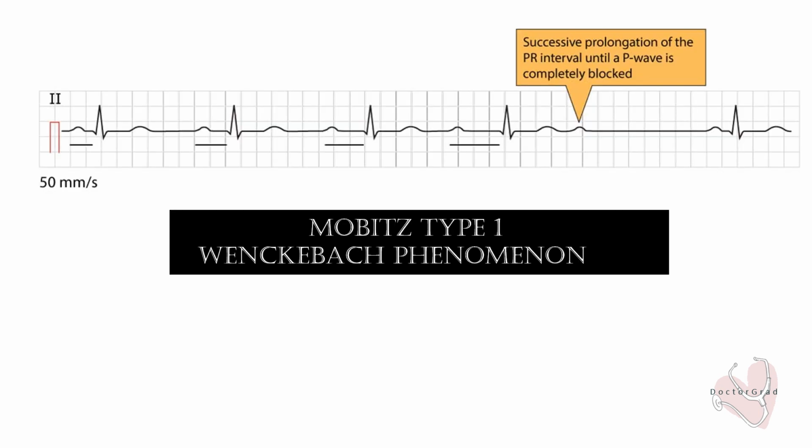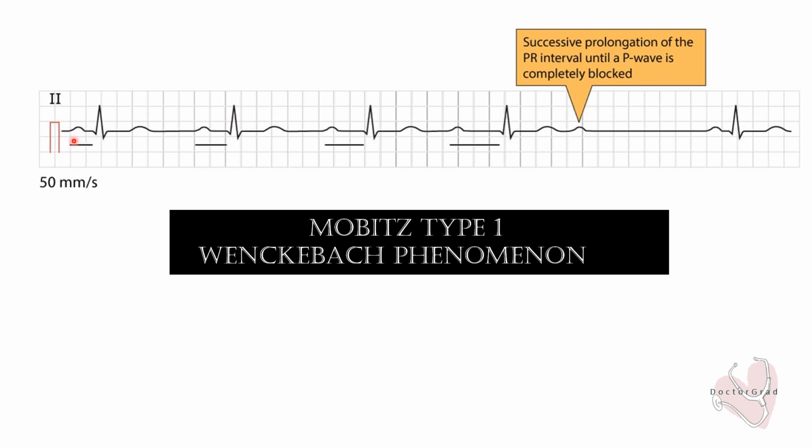So this is Mobitz type 1, otherwise called Wenckebach phenomenon. This is the ECG picture showing the same. Here we've told what is Wenckebach phenomenon. It's a successive prolongation of PR interval until one P wave is completely blocked. I'll decode what that means. So here we see one cardiac cycle, second, third, fourth and fifth. We'll see what is happening progressively as we come from the first one until the fifth one.